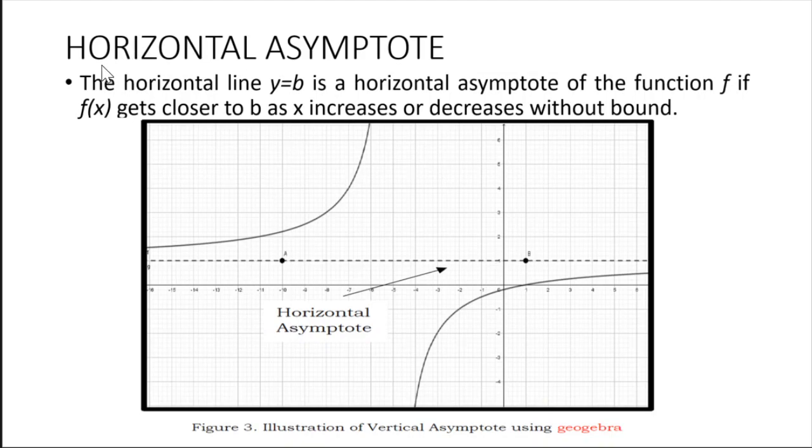Next, what is a horizontal asymptote? The line y is equal to b is a horizontal asymptote of the function f if f of x gets closer to b as x increases or decreases without bound.